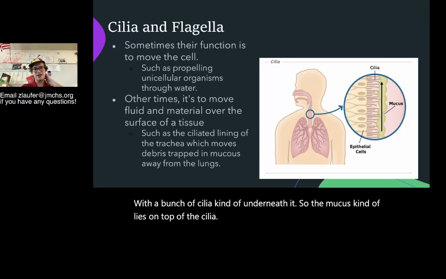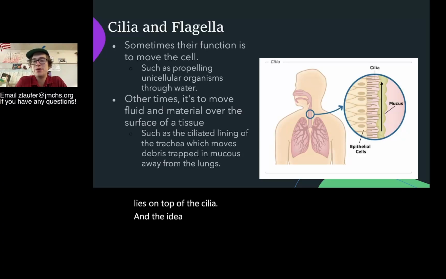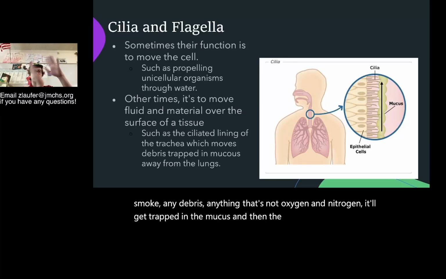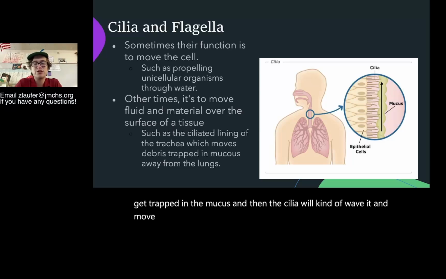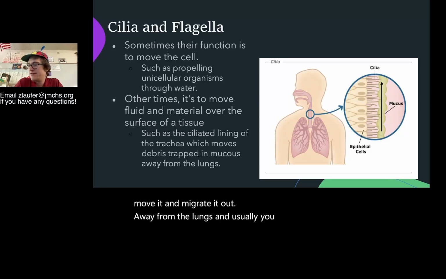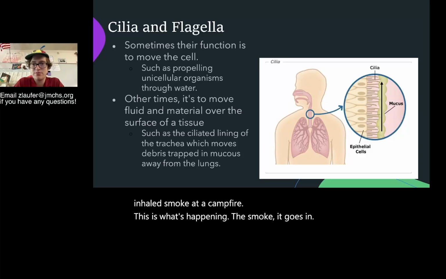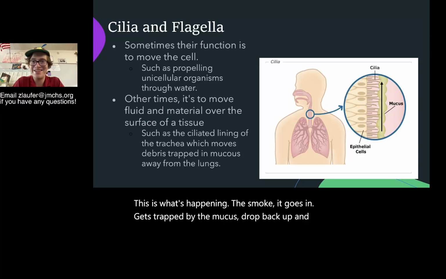And the idea is that as we breathe junk in, like campfire smoke, any kind of smoke, any debris, anything that's not oxygen and nitrogen, it'll get trapped in the mucus, and then the cilia will wave it and migrate it out away from the lungs, and usually you cough. If you've ever inhaled smoke at a campfire, this is what's happening. The smoke goes in, gets trapped by the mucus, brought back up, and you cough because you've just inhaled the smoke.